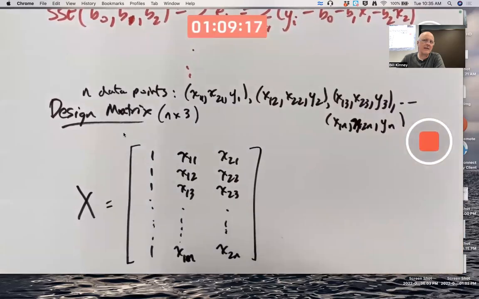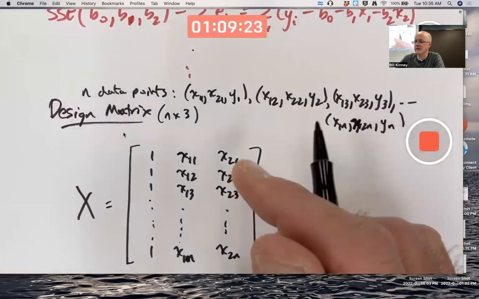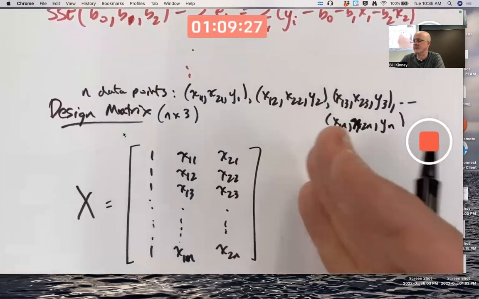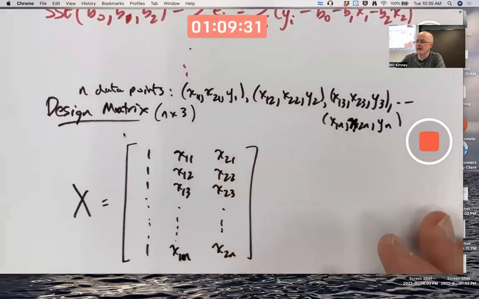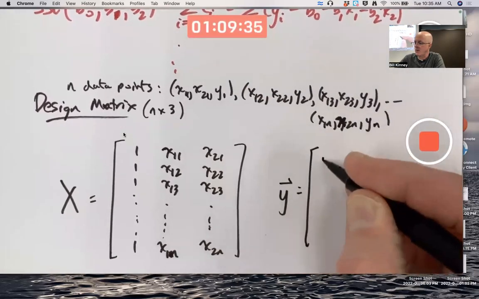The subscript labeling here is different than it typically is in linear algebra. Be careful. Usually the first subscript references the row number and the second subscript represents the column number. That doesn't happen here. The y vector is just going to be y1 through yn.